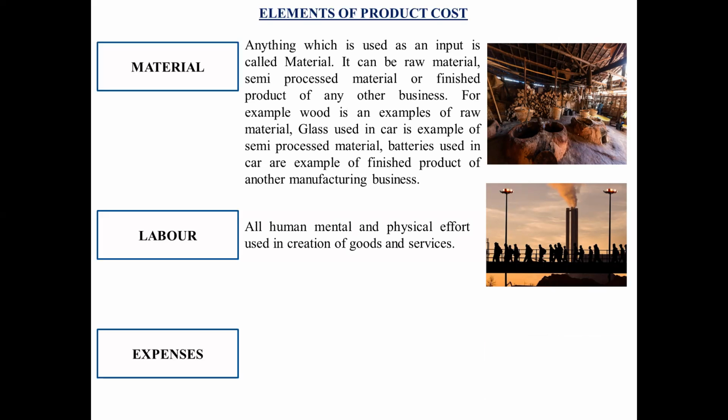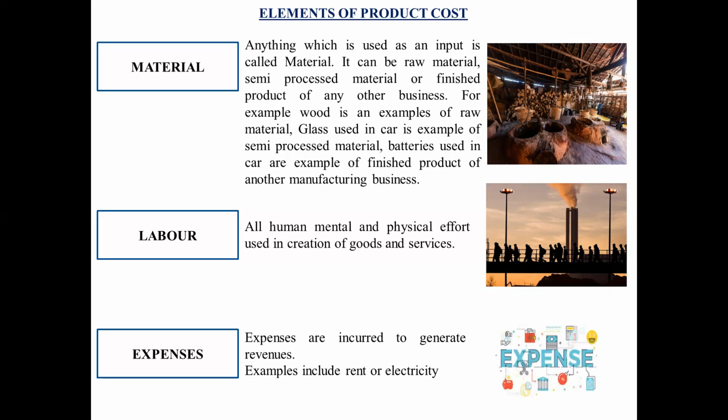Third one, we have expenses. We incur expenses basically to generate revenues. They are more operational in nature. For example, we use a building for the whole month, and at the end of the month we have to pay the rent of the building. So rent is basically an expense. Or we use electricity for the whole month, and at the end of the month we have to pay an electricity bill. So electricity bill is an expense. So expenses are incurred to generate revenues, or the cost is incurred to generate revenue. For example, rent or electricity.